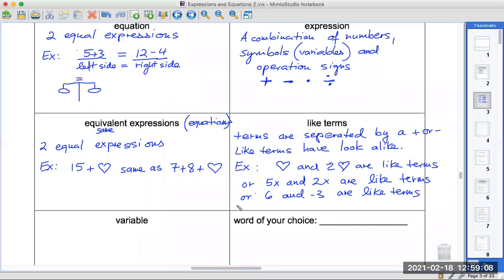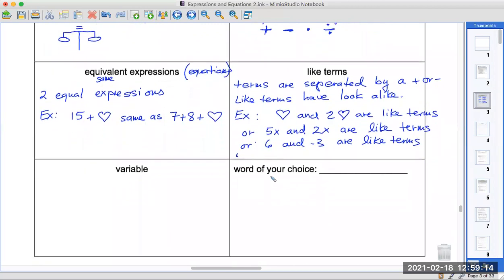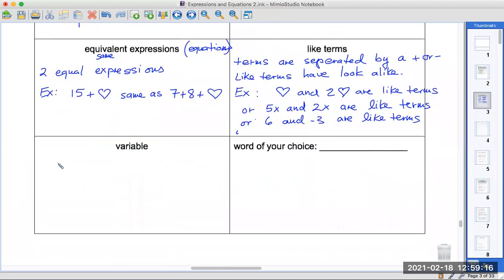And here's the most important thing. Well, I'm going to put that under the word of your choice. So I'm going to leave that as like terms now. A variable is a symbol, and it's usually a letter in math.